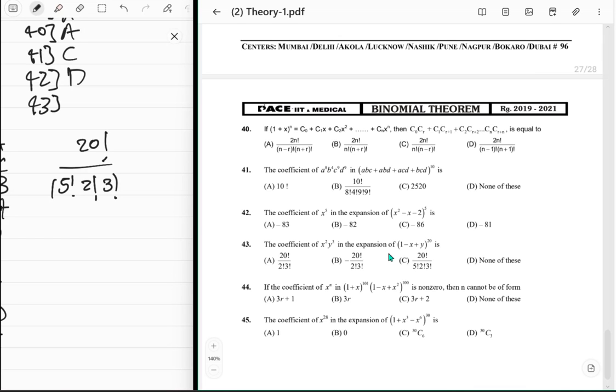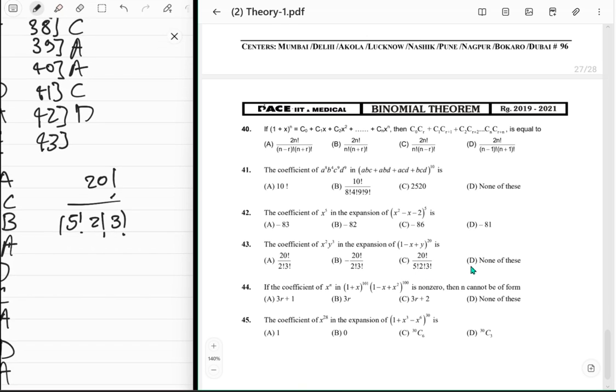It's power 20. How can this be? None of these. Yeah, it's not 15 factorial. If it's not that, it's not correct. So D, none of these. Question 43, D. Okay, let's go to 44th.